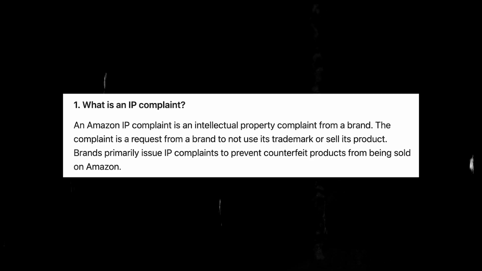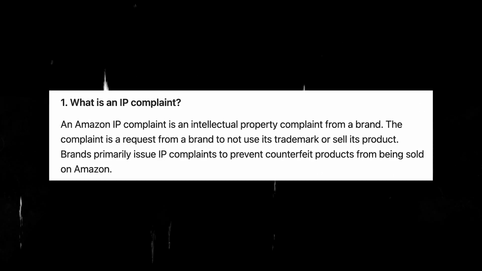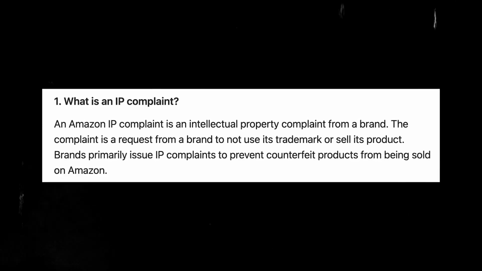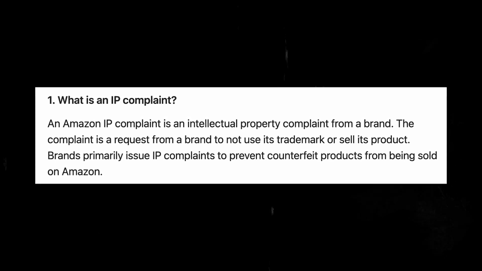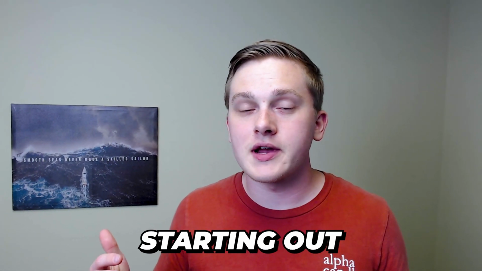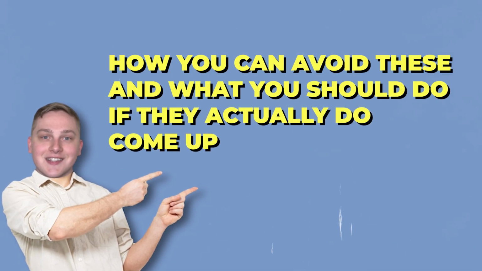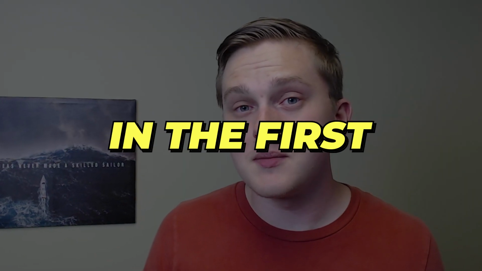An IP complaint, or intellectual property complaint, is what happens when a brand owner complains that you're selling and infringing on their intellectual property by being on one of their Amazon listings. Now, these can be detrimental to your Amazon account, especially when you're just starting out. So I want to explain how you can avoid these and what you should do if they actually do come up. The best way to deal with IP complaints is to actually avoid them in the first place.